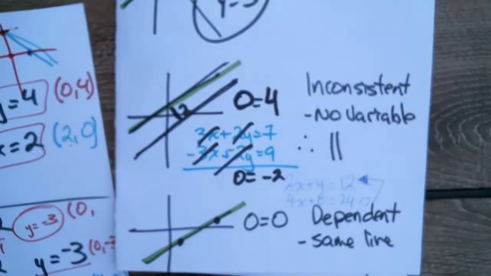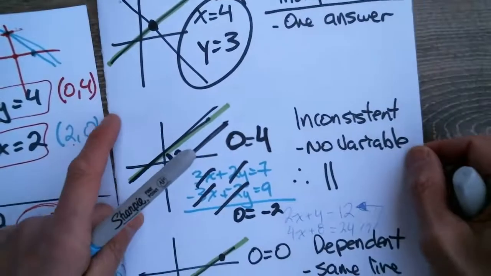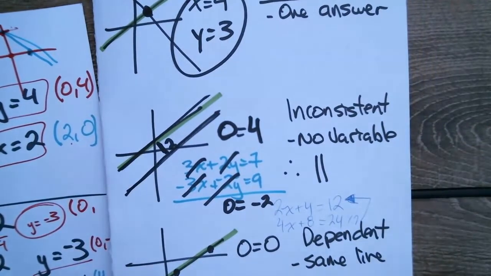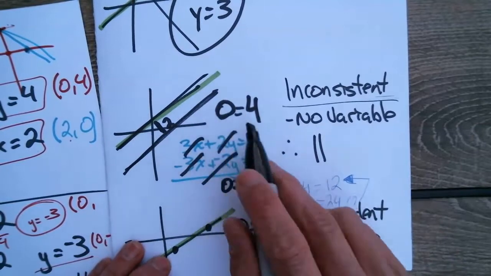Now, the last situation here is called inconsistent. Inconsistent means that they are parallel lines. It means that I'm getting a strange answer.